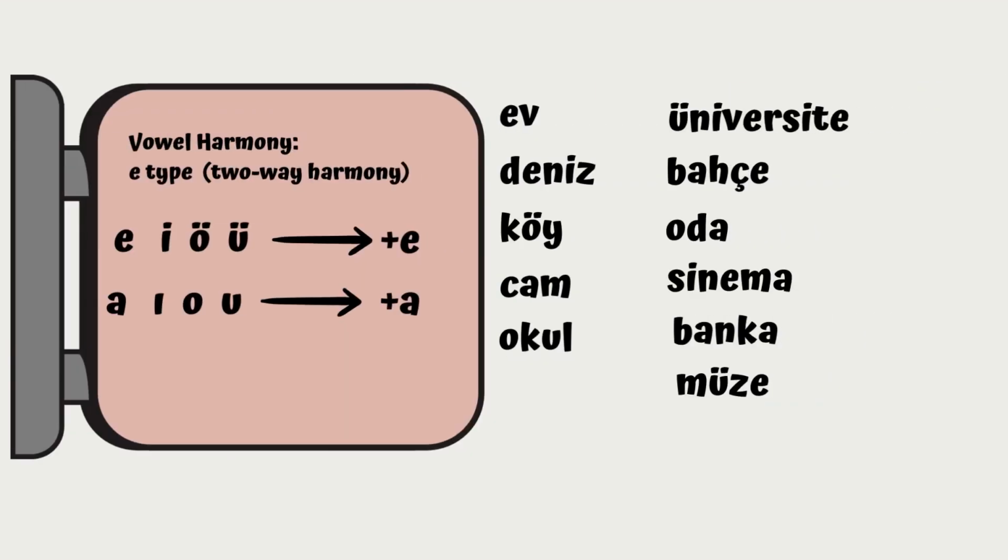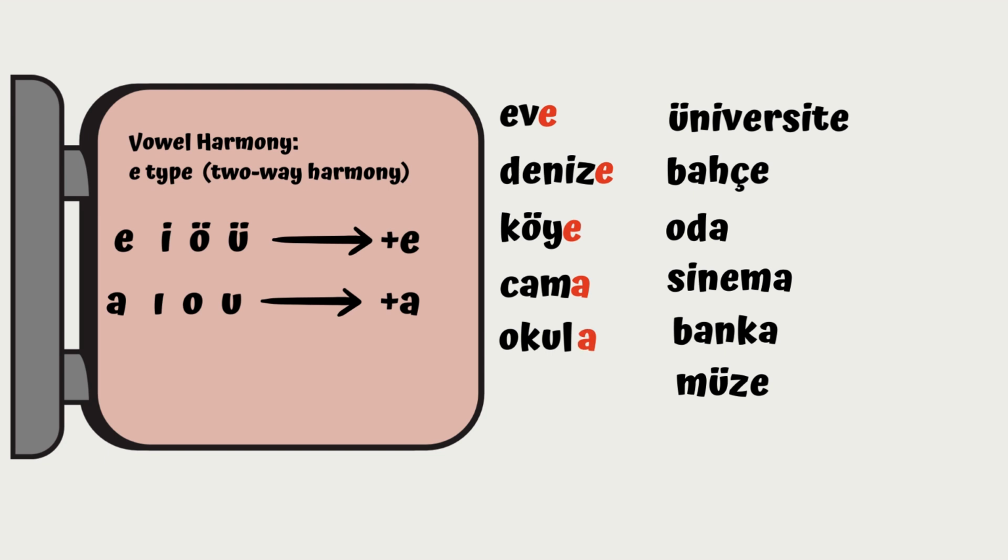Again, we apply the same vowel harmony rule. So if the final vowel is one of these, e, i, ö, and ü, we're going to add e at the end of the word to say to. And if the final vowel is one of these, a, ı, o, and u, then we're going to put a at the end of the word. Let's take a look at these examples. Ev, e. Deniz, e. Köy, e. Banka, cam, okul, a.